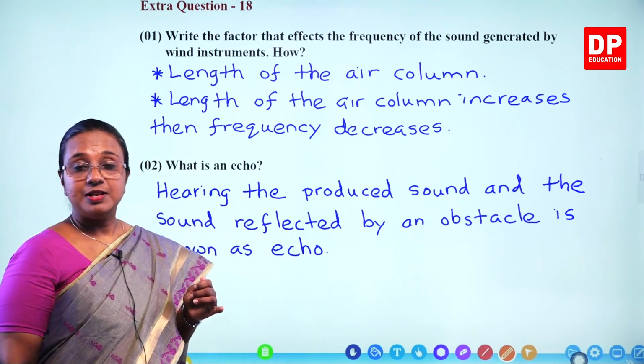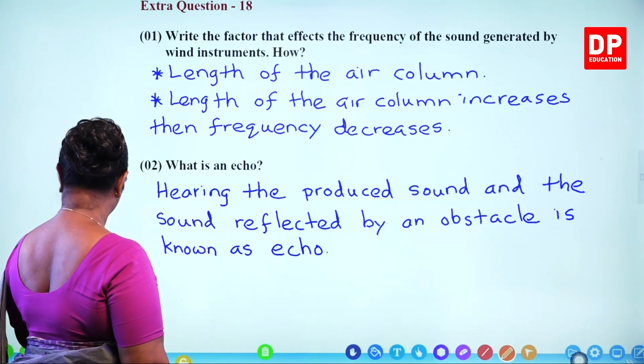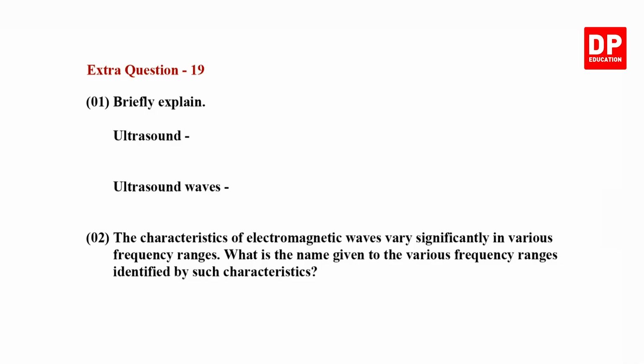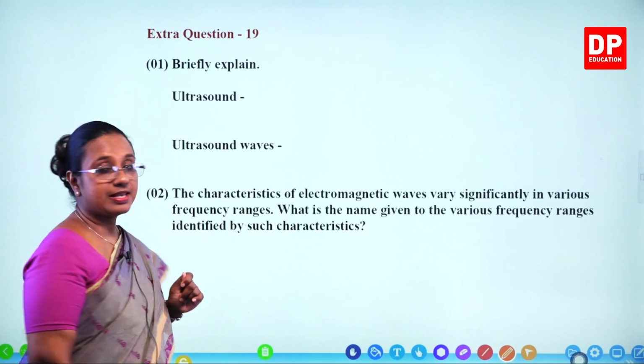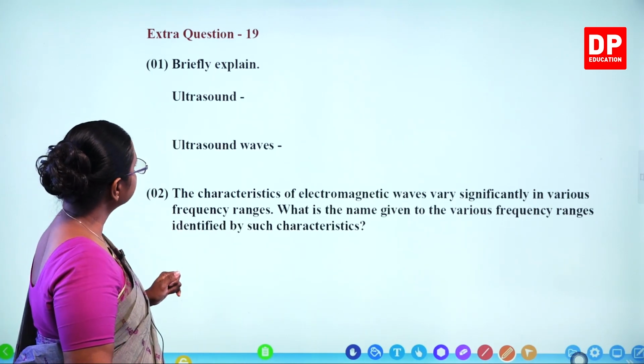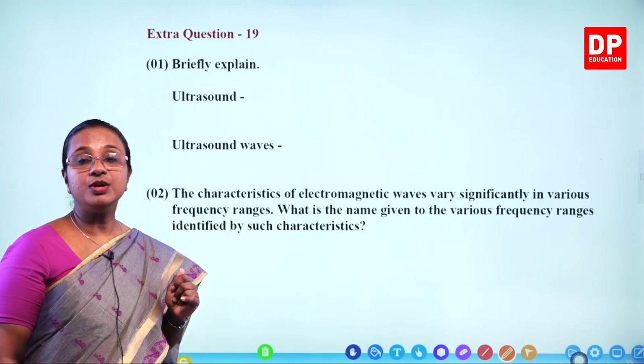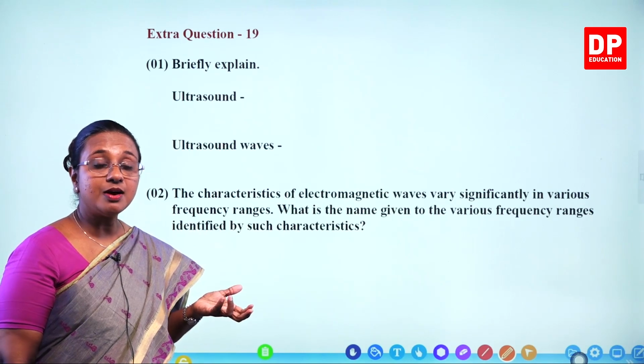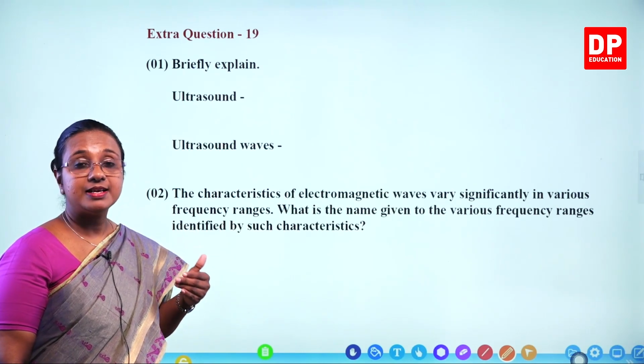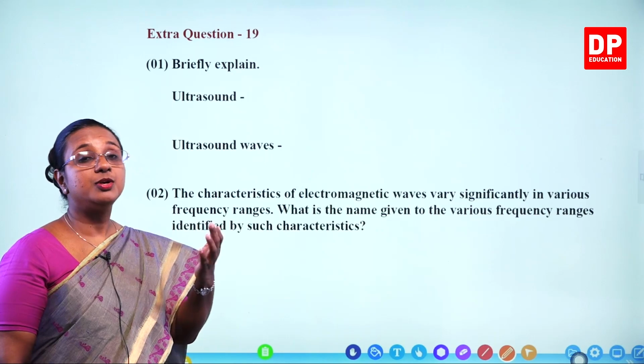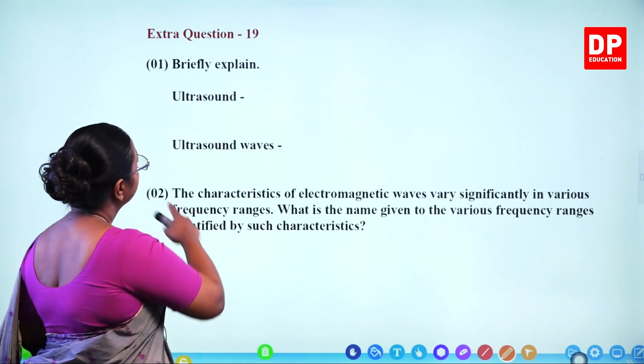With that, I will move on to the next question. Extra question 90. Briefly explain ultrasound and ultrasound waves. What is ultrasound? Sound that has a frequency above 20,000 Hertz.